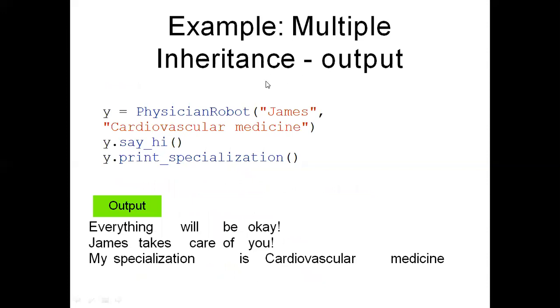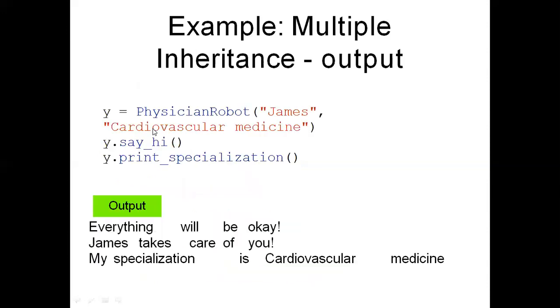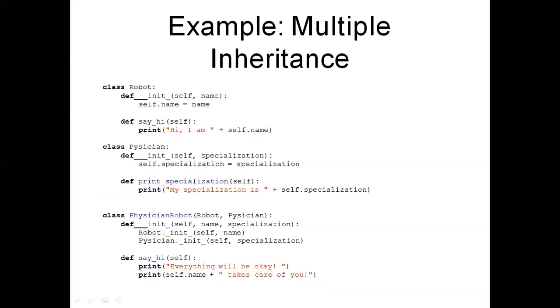Example of multiple inheritance output, right? Now, how will things be invoked here? Let's see. Y is equal to physician robot. I'm trying to put the name over here as James, and cardiovascular medicine is the type of physician. Now, y calls the method say underscore hi. Say underscore hi is the method from the base class of robot. Now y dot print underscore specialization.